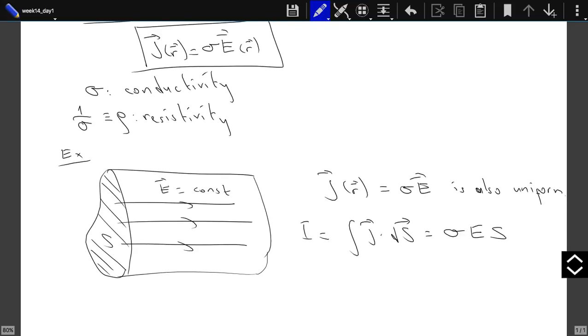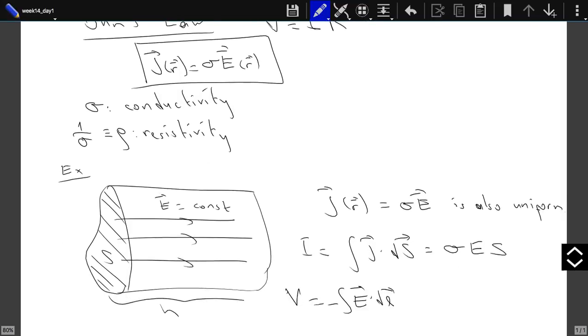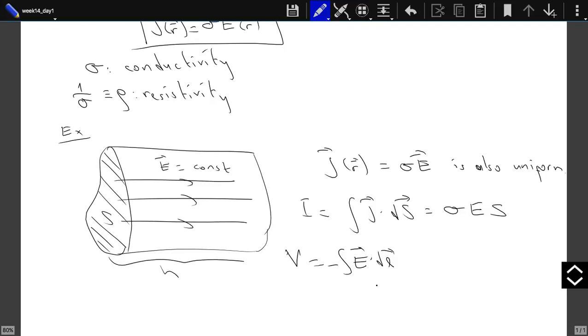Well, the potential difference, let's say this is my H. V is nothing but the integral of E dot dl. Well, if you like, minus E dot dl. I will just ignore the signs because in the conventional Ohm's law, V is equal to I times R, everything is defined as positive, or the absolute values. So E is uniform, I can just take it out. So this is nothing but E times H.